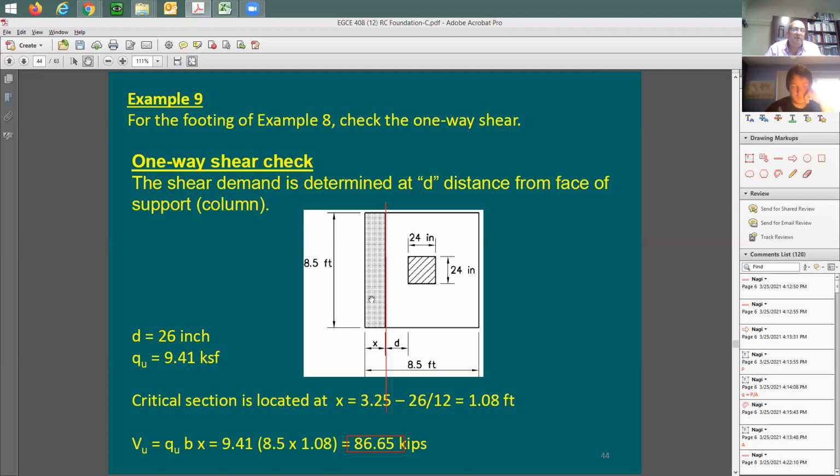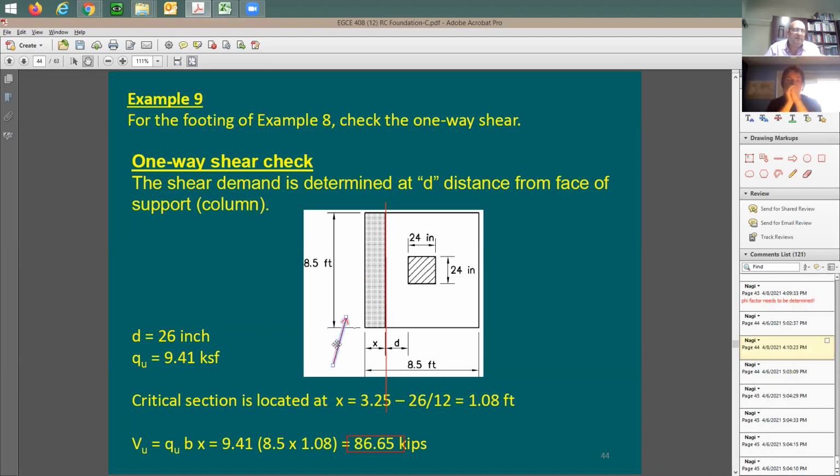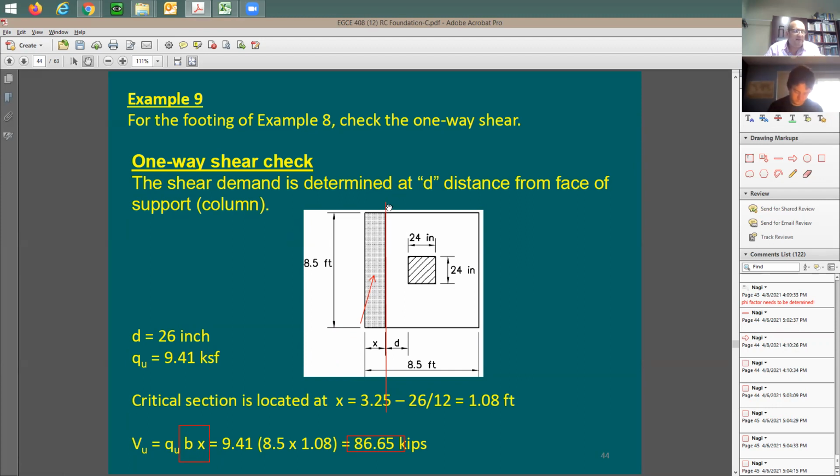Now we can figure out the amount of force which is pushing this piece up. Let's say this is going to be coming from the bottom, pushing this up, let's say at the centroid here, and this is going to be equal to Q ultimate multiplied by B multiplied by X. So this area is the area over which the pressure is pushing this up at the side of the critical section. I find out that here the ultimate shear is going to be factored. Why factored? Because the stress also is factored, to be 86 kips.